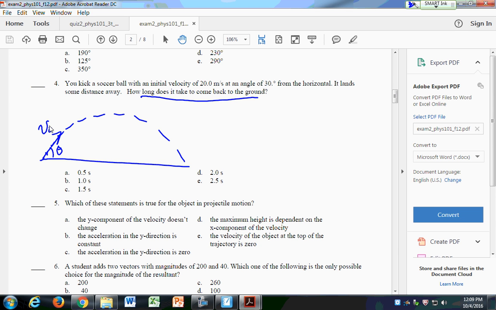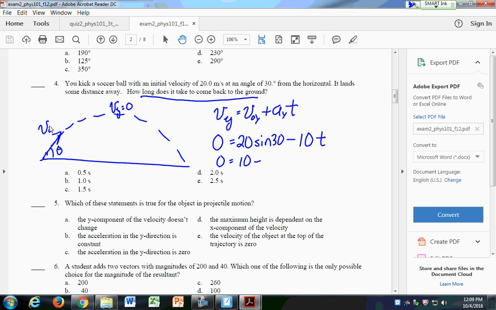where I say I know that the velocity in the y direction up top is equal to 0, and so I can say, well, vy equals v0y plus ay times t, so that's 0 equals v0y, which is 20 sine of 30. Make sure you know your x and y components cold, but you know how to do them quickly. Minus 10 times t. And so that's going to be 0 equals 10 minus 10t. So t equals 1 second.